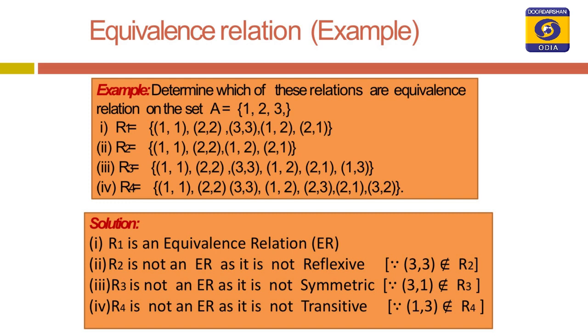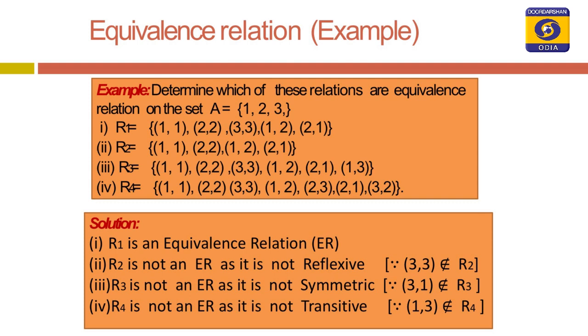Next R3. R3 is reflexive, (1,1), (2,2), (3,3) present, (1,2) present, (2,1) present, but (1,3) is present, (3,1) is not present. So it is not symmetric. If any one of the properties, either reflexive or symmetric or transitive, fails, then the relation will not be an equivalence relation. So R3 is not an equivalence relation because it is not symmetric.